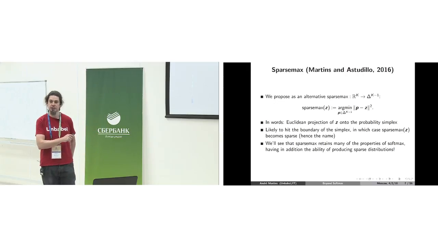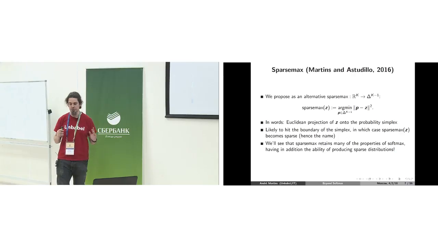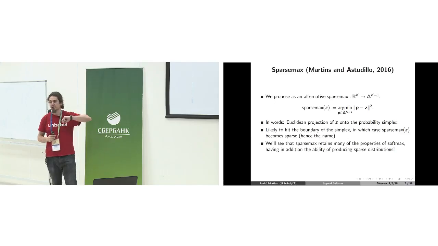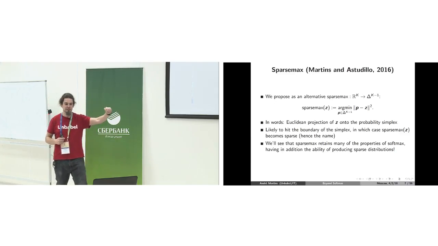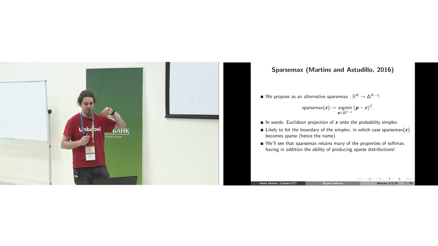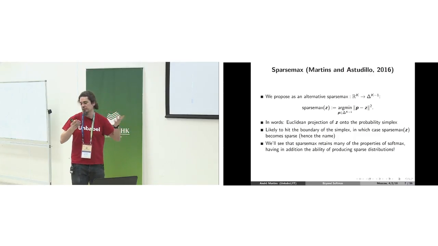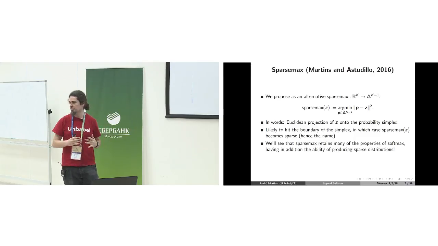One interesting aspect here is that it's quite likely that this projection is going to hit the boundary of the simplex. If you want to get an intuition about why this is true, imagine that I have the simplex here, and there is a point z, very far away. As the point z moves further away from the probability simplex, it increases the chance that I'm going to hit a corner of the simplex, or a line connecting 2 points, or in general, the boundary of the simplex.